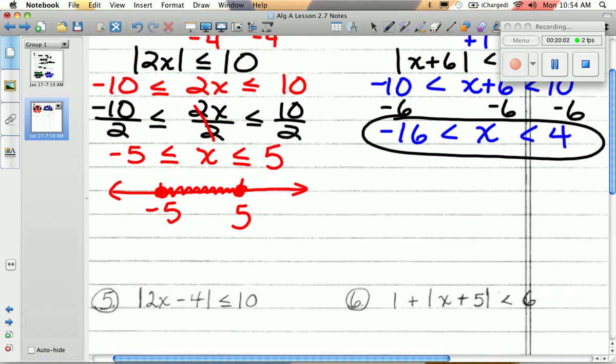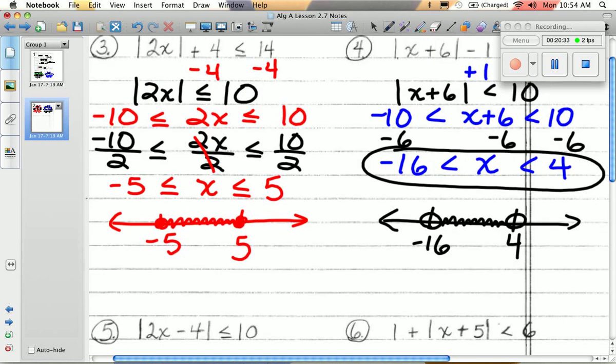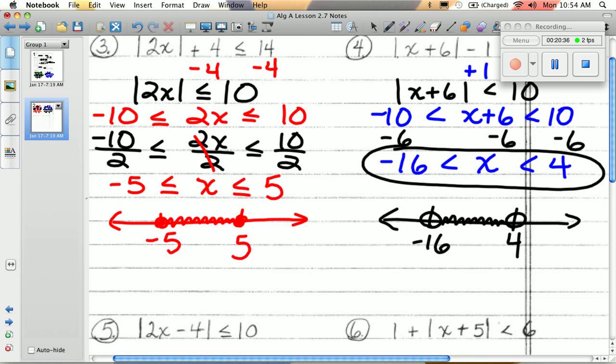Okay, and now we're ready to graph our solution. Are -16 and 4 included? Yes or no? No, because there's no equal to bar there, is there? And shade in between. Okay, I'm trying to do something of everything you should possibly come across in your homework. So anybody have any questions about this one? Anywhere along the way? You're not sure why we did what we did?